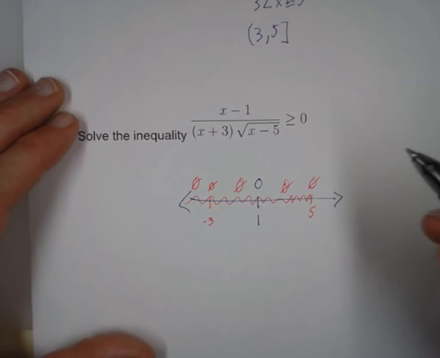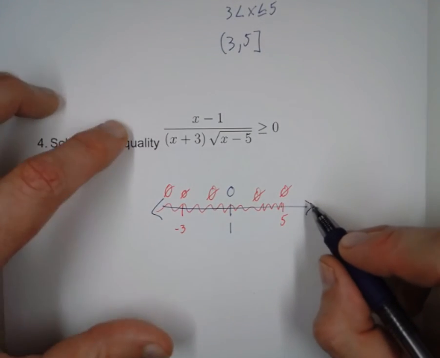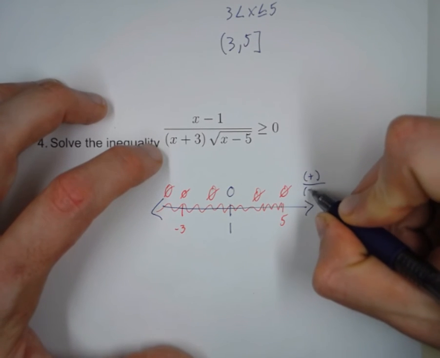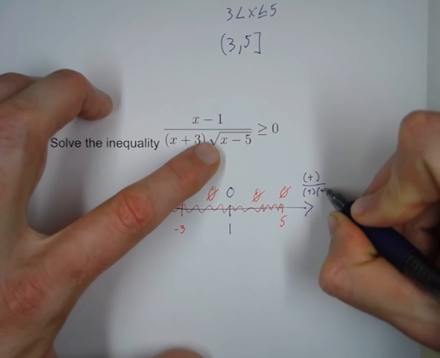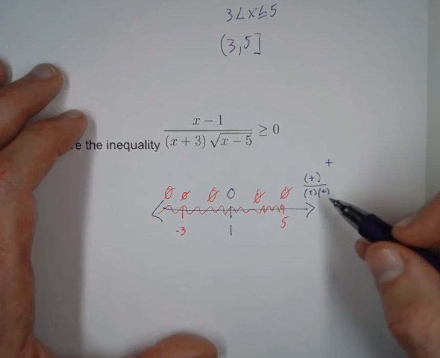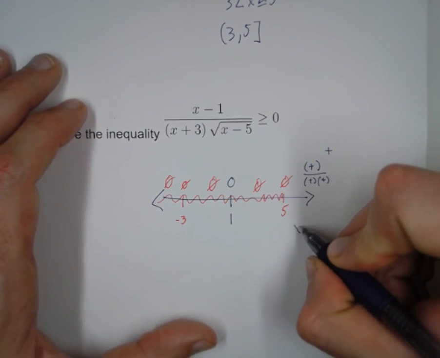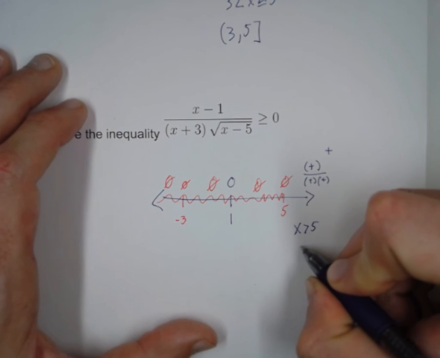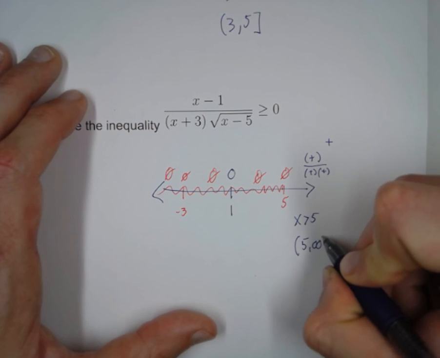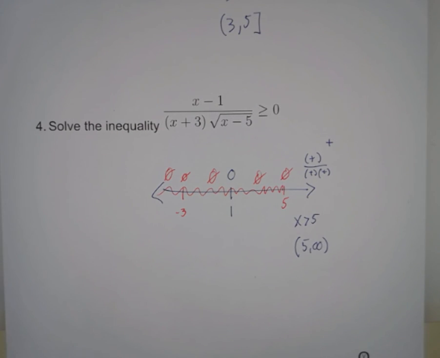So we only have one interval over here. So if I plug in 6, that's a positive on top, a positive on bottom, and a positive here. So that's positive. So what makes this whole thing greater than or equal to 0? Well, x is going to be greater than 5, or as an interval, 5, comma, infinity.